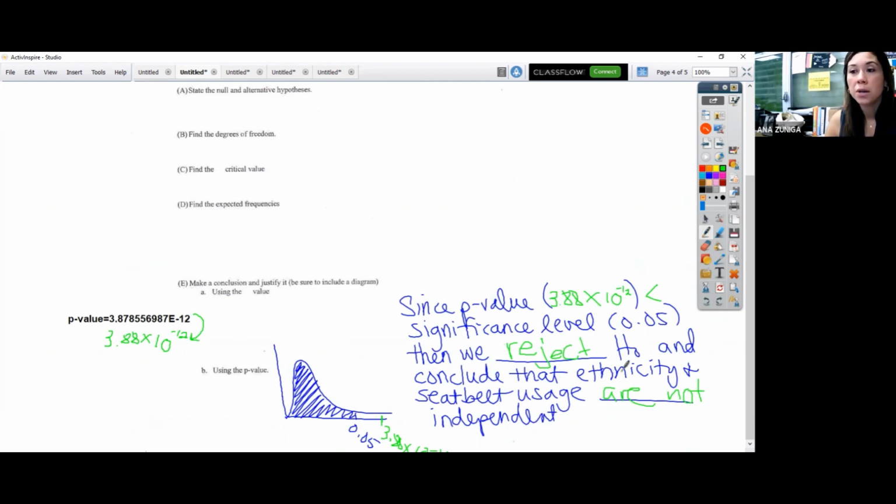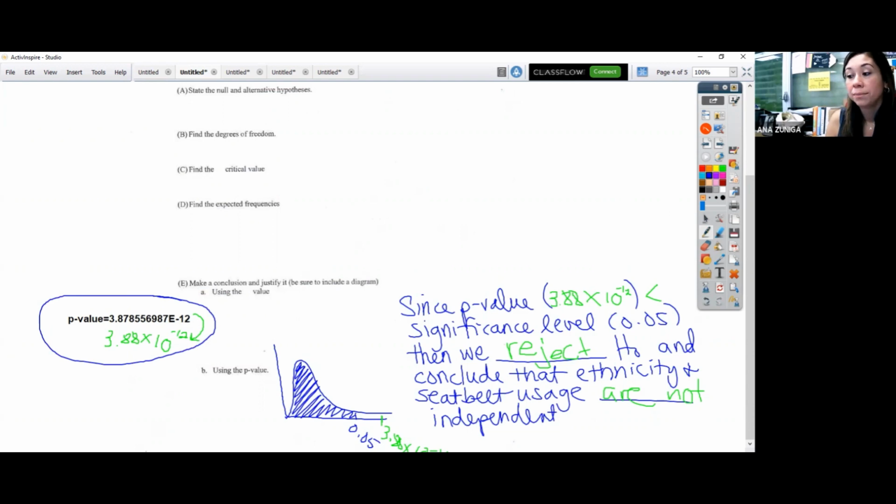And then you restate your conclusion. If you reject, they are not independent. If you accept, which means you fail to reject, then they are independent. Okay? So that's everything that you need to know in terms of p-value. Be careful in the calculator because some people literally just look at it and go, oh, it's 3.88, and you would have totally gotten the wrong answer. If you see an E, it's not decoration. It's because it's scientific notation.